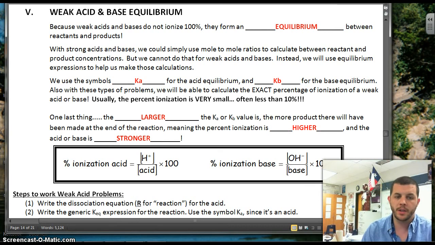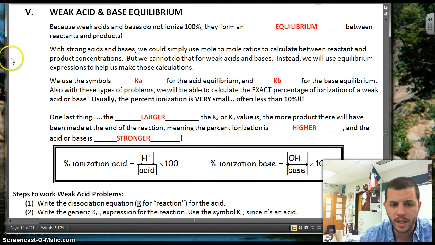Hey everyone, we're going to take a look at weak acid and base equilibrium problems. These are going to work similarly to the case of EQ problems that we did earlier, where we have to remember that we have products over reactants. But there are a few other things that we need to take into consideration.